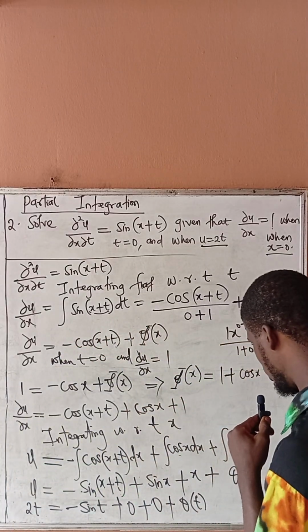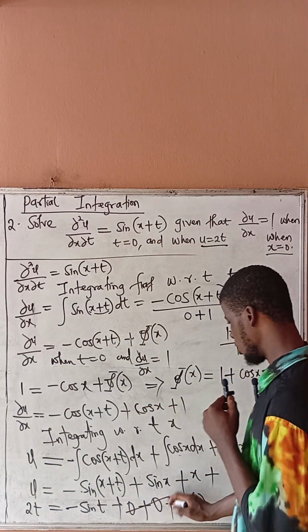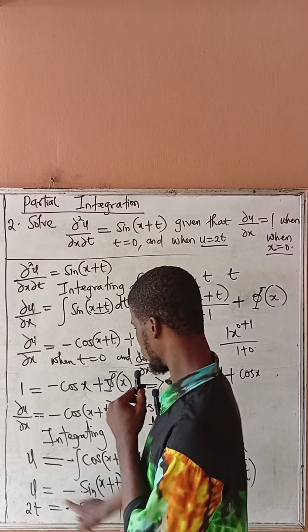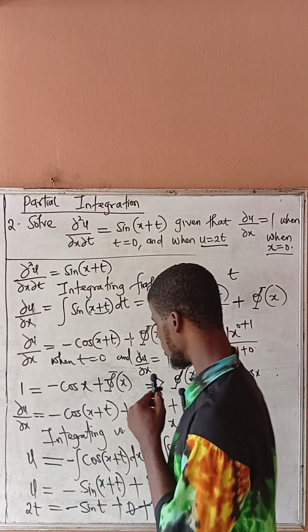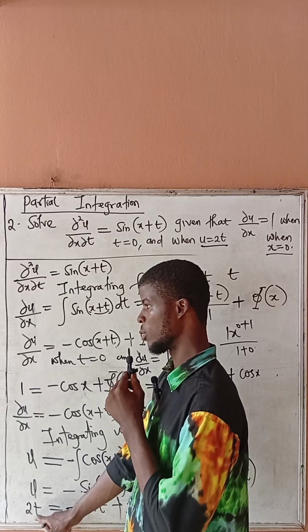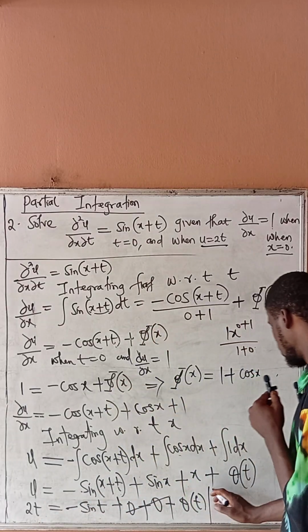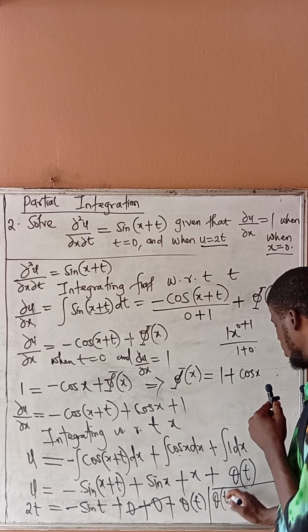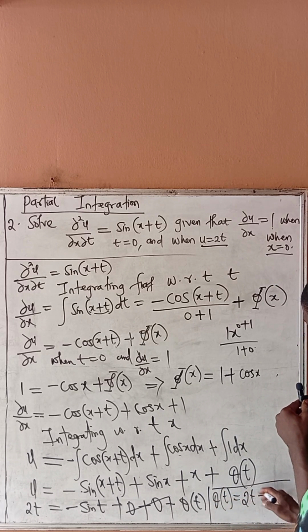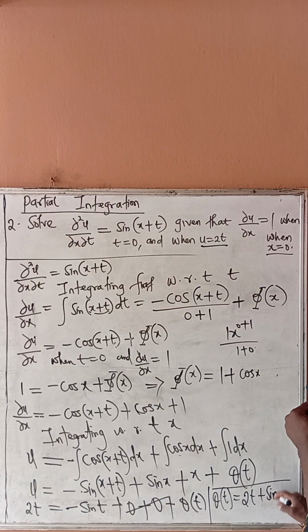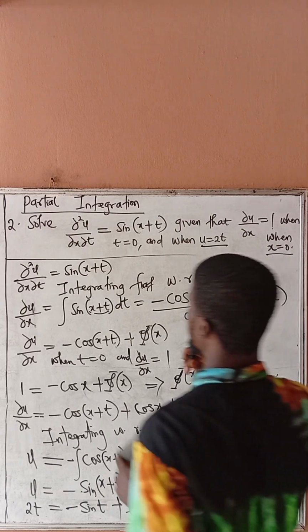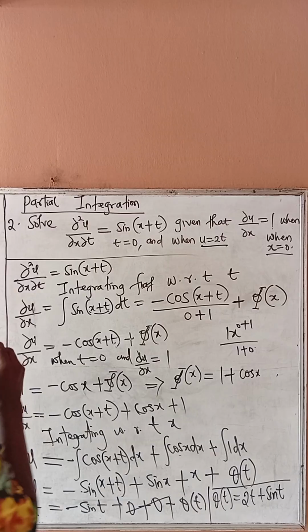So tell me, what will be theta of t? 0 is out. Minus sine t will cross over and turn to plus sine t. So I'm having 2t plus sine t. You get it? So it means that theta of t is 2t plus sine t. So finally, this will be the solution. Just watch. This will be the final solution to this second order differential equation.